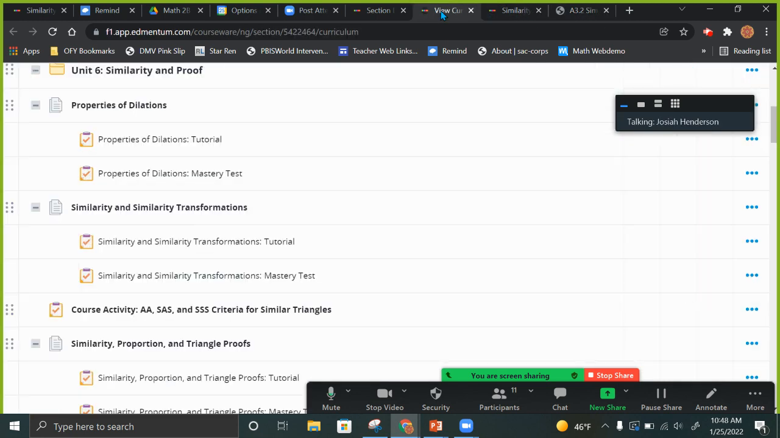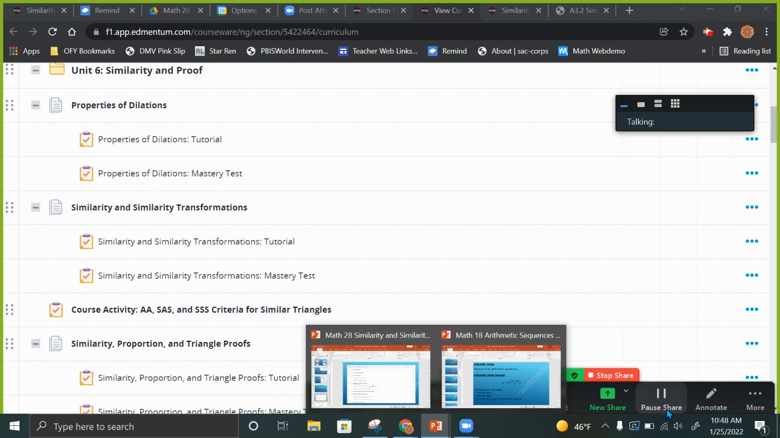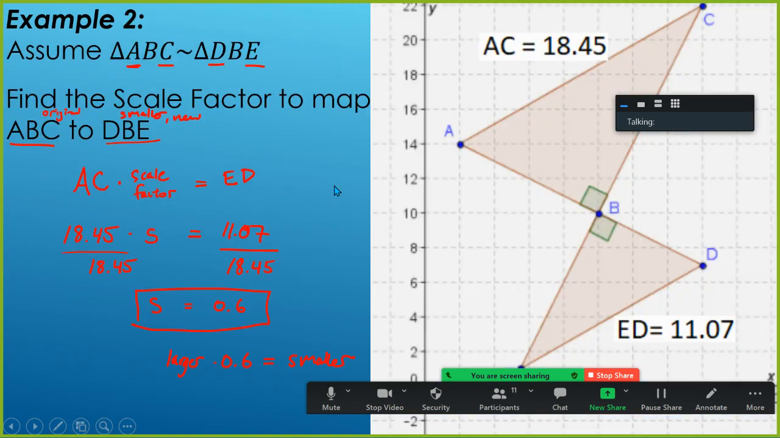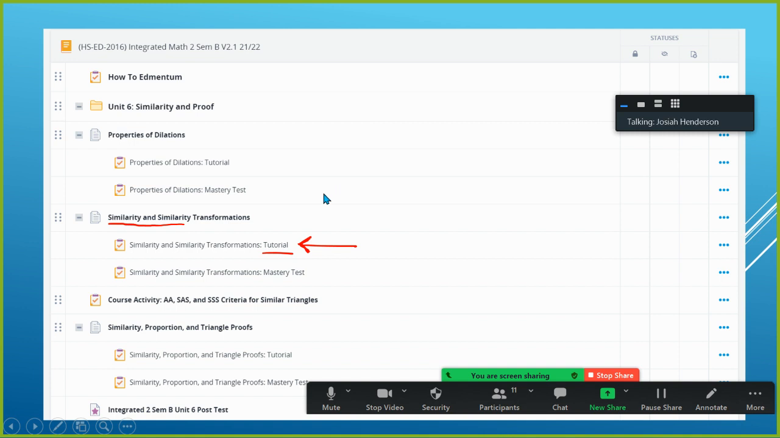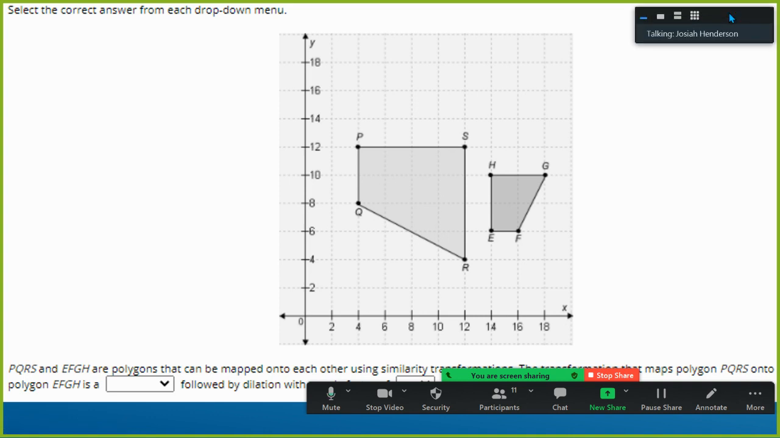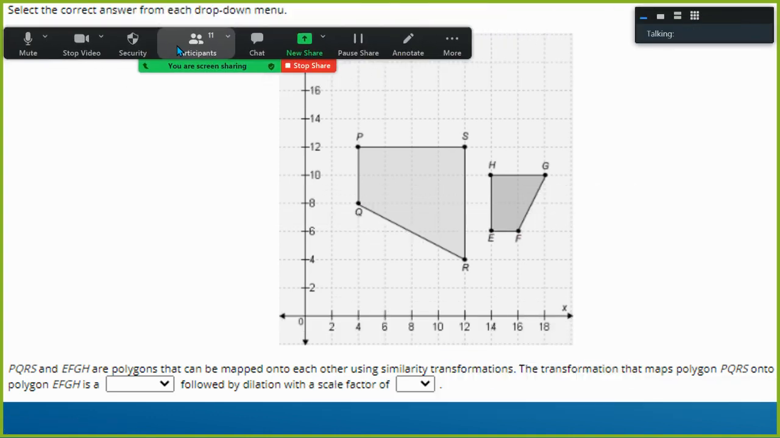The mastery test for today is going to be very similar to what the problem was like in this tutorial. So here's one example from our mastery test today. We see a graph, we see two figures, not too cluttered like the activity was.